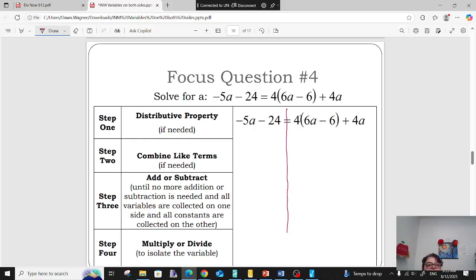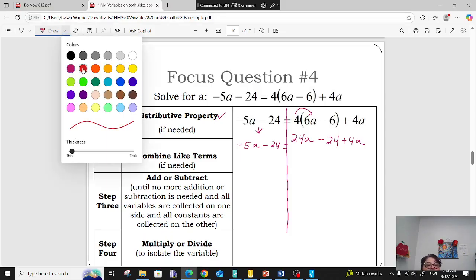I need to simplify, which means I'm going to do the distributive property first and then combine my like terms. 4 times 6a, 24a. 4 times negative 6, negative 24. And I have this plus 4a over here. I'm going to bring this down. Negative 5a minus 24, right? And so now combine my like terms.